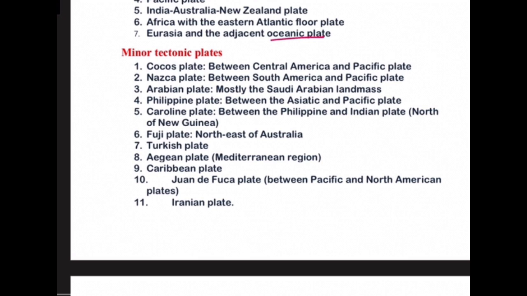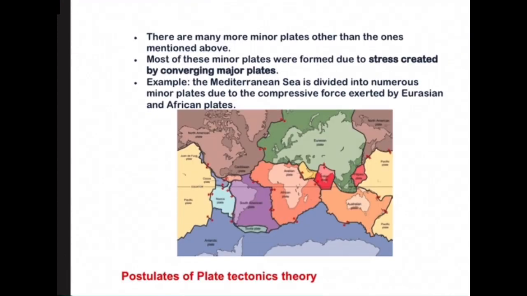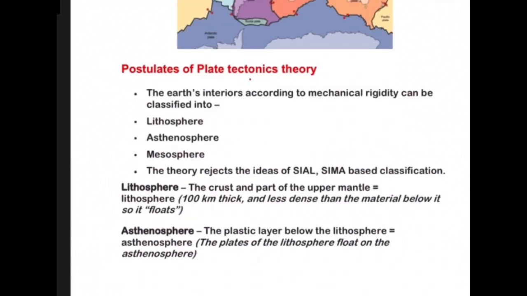And some more minor tectonic plates are Cocos plate between Central America and Pacific plate, Nazca plate, Arabian plate, Philippines plate, and many more. See, you can pause this video and read it through. Okay, there are many more minor plates other than the ones mentioned above. Most of these minor plates were formed due to stress created by converging major plates. Example, the Mediterranean Sea is divided into numerous minor plates due to the compressive force exerted by Eurasian and African plates. Okay, now postulates of plate tectonic theory.